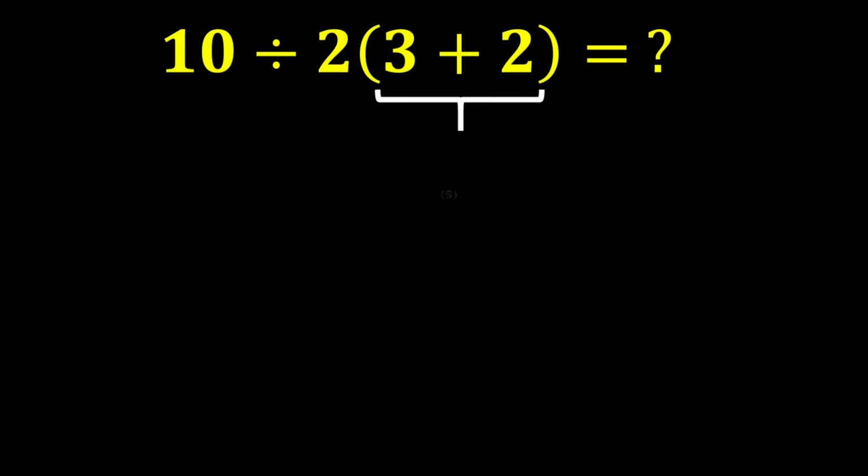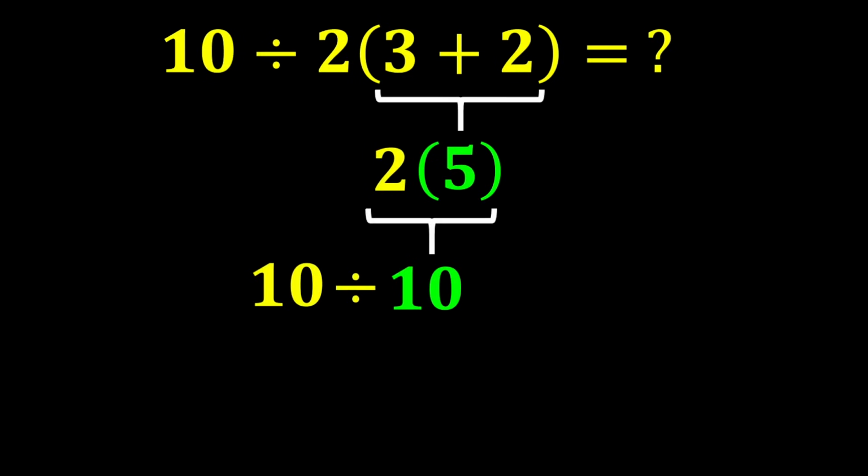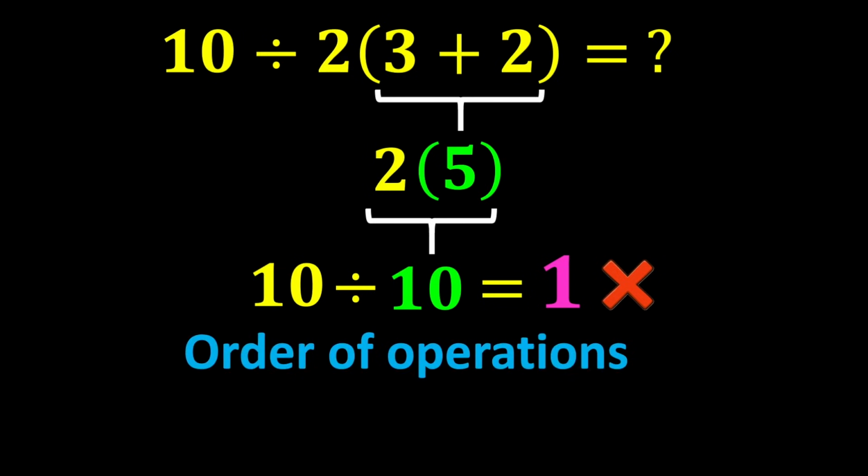3 plus 2 gives us 5, then 2 times 5 gives us 10, in the end, 10 divided by 10 gives us 1. But this answer is not correct because we did not follow one of the most important rules in mathematics called the order of operations.